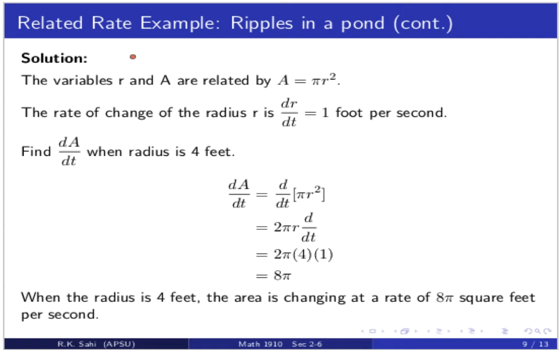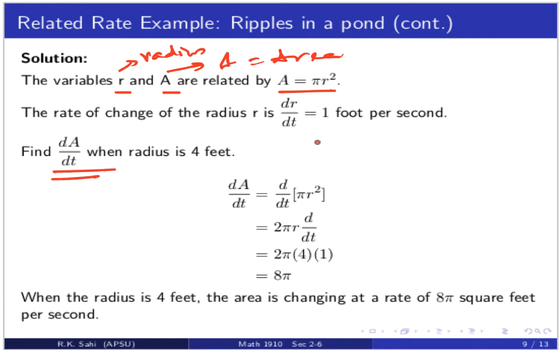So the variables, as I wrote in the previous slide, are r and A. They're related by this equation, where r is the radius and A is the area. Now the rate of change of the radius is dr by dt equals 1 foot per second, and we're asked to find dA over dt. So remember, we have to do implicit differentiation on this equation which shows the relationship between the area and the radius. So we write dA over dt is d/dt of pi r squared.